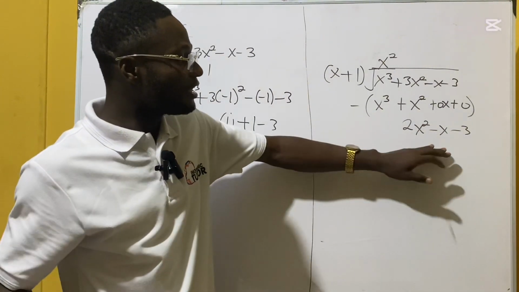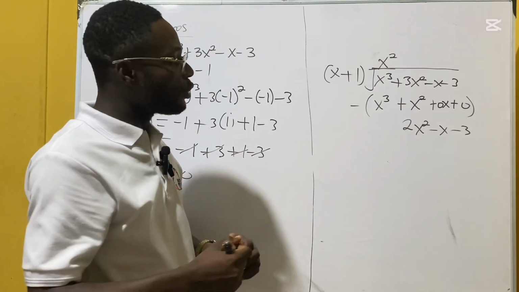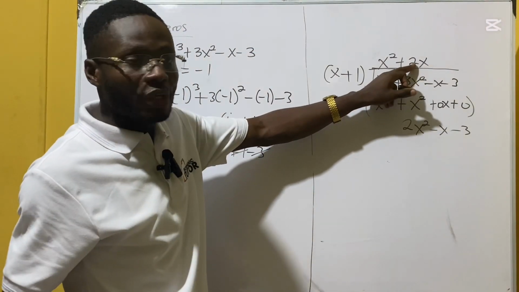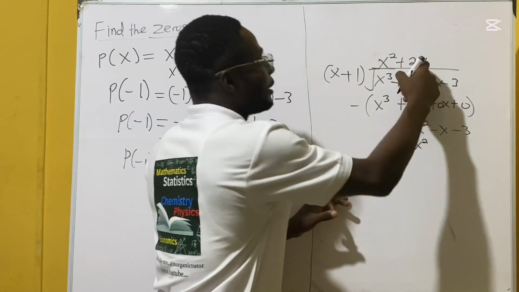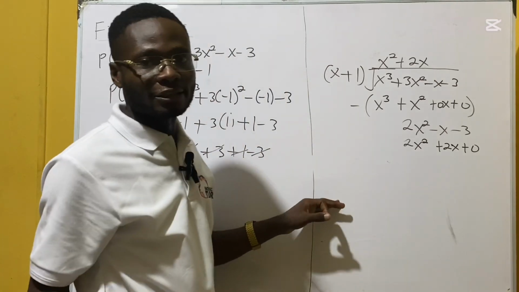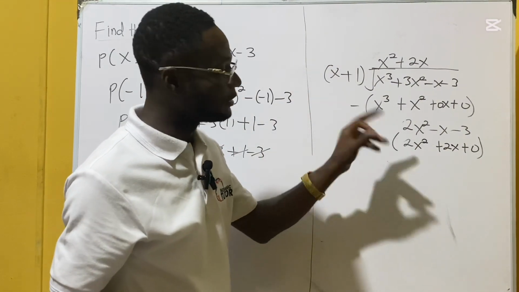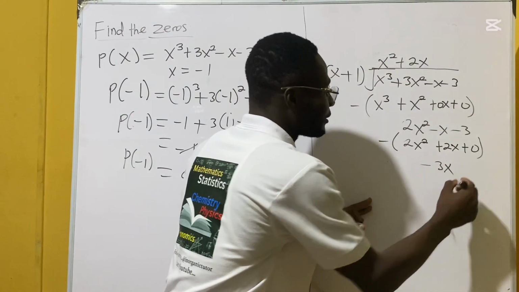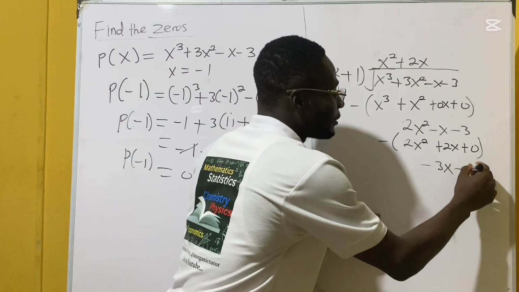Once we have this, we know that x can divide 2x squared, so we have 2x here. We take this 2x to multiply everything in the bracket. So we're going to have 2x squared, then plus 2x. We don't have any constant, so plus 0. This minus this becomes 0. Minus x minus 2x becomes minus 3x. Then minus 3 minus 0 becomes minus 3.